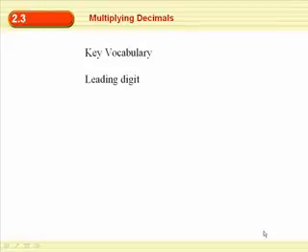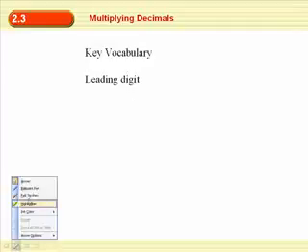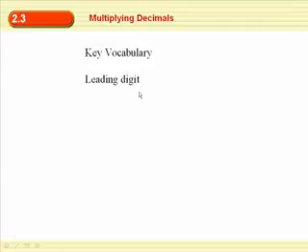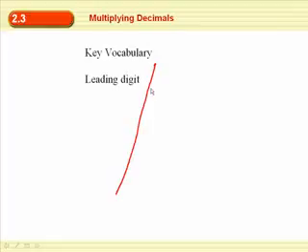This is 2.3 multiplying decimals, 7th grade math, page 66 in your book. You'll notice right there on page 66 we have some key vocabulary: the leading digit. Leading digit is defined on the bottom of page 66. It says, the leading digit of a number is the first non-zero digit.